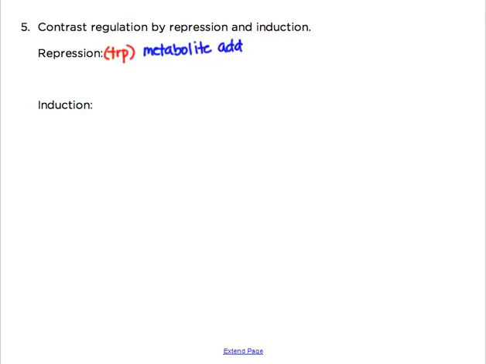it binds to the repressor, and when it binds to the repressor, it causes a 3D conformational change that actually, in this case of the repression, activates the repressor. So I'm going to say binds to repressor and activates. It's a key here. And when this repressor is now activated, it can bind to the operator and turn off transcription. So transcription turns off.